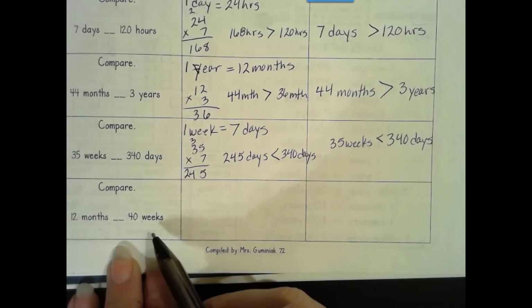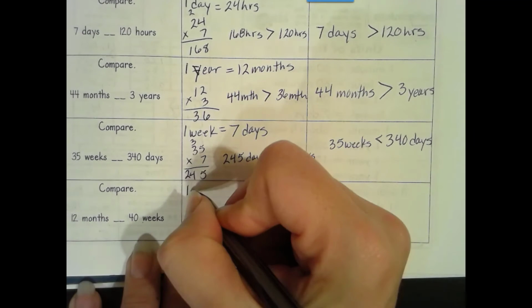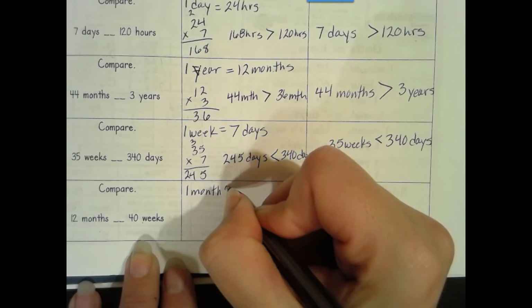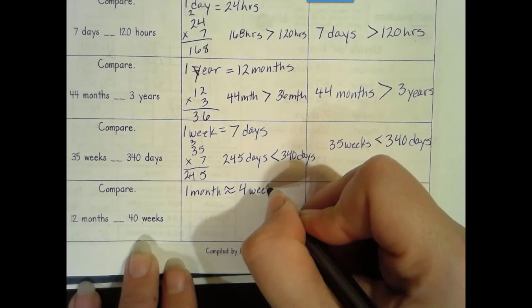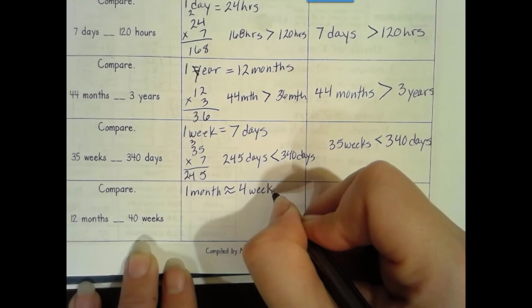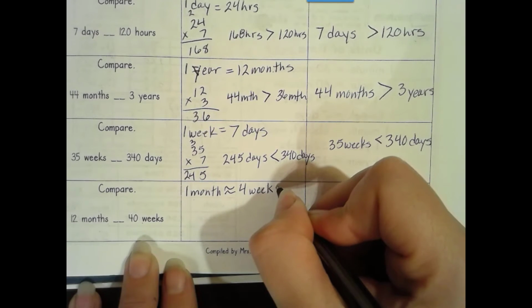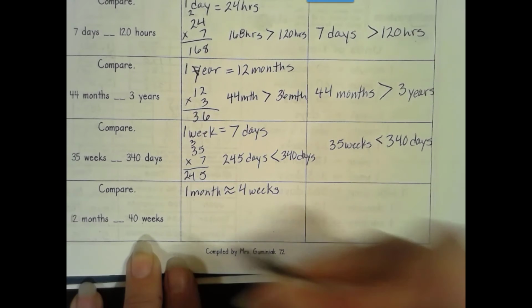12 months, 40 weeks. Well, I'm going to change months into weeks. 1 month is about 4 weeks. February is the only one that it's exactly 4 weeks. Every other month it's a little bit more, so it's 4 weeks and a couple of days. But it's approximately 4 weeks.